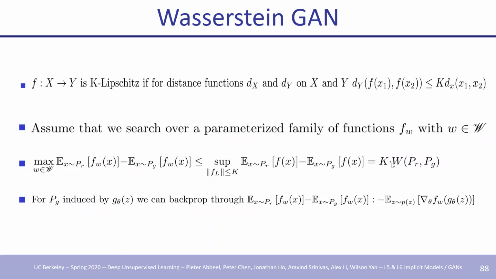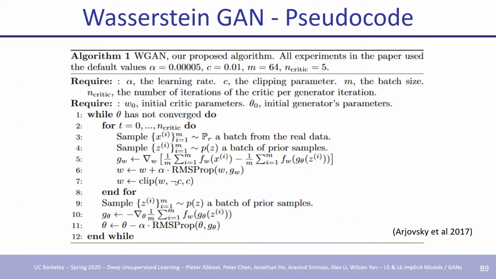And so this would be valid. They do say this is not the best way of doing it, but this is a simple way of doing it. And so this is the part where we train f, or the critic, or the discriminator, and then outside we sample, and then we update theta, which is the parameters for the generator, right? So this is the Wasserstein GAN pseudocode.